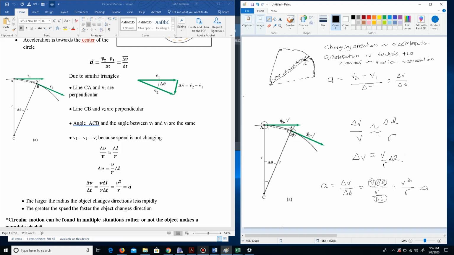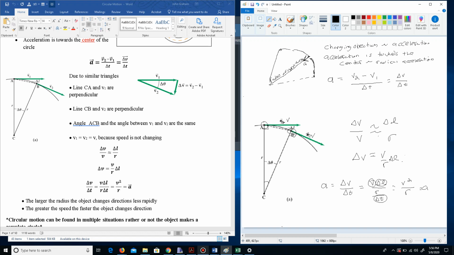Right? And so this is how we show that the acceleration for something moving in a circular motion ends up being V squared over R. And this is, of course, at a constant velocity.